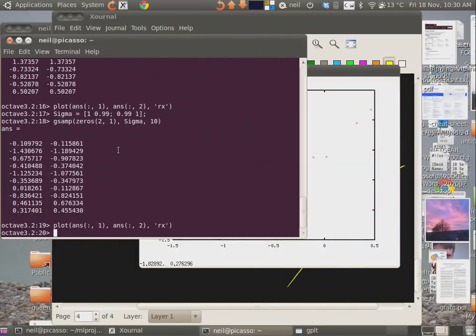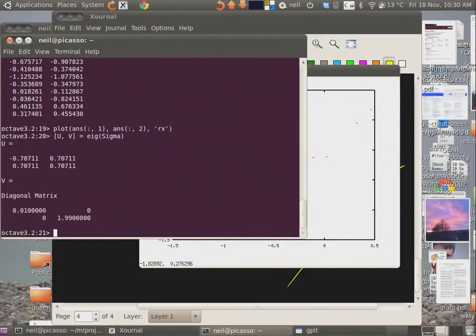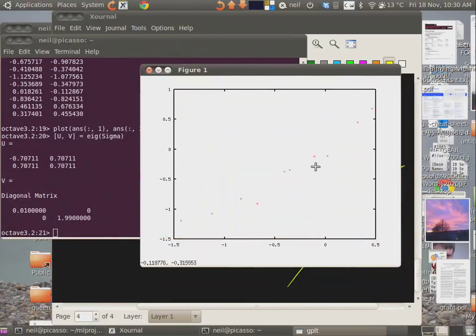And we know how much that variance is if we do the eigendecomposition. There it is. So 0.01 in that direction and 1.99 in the other. So the variance there is 2, pretty much, and the variance there is 0.01. Yeah, that's what the eigendecomposition is telling me.